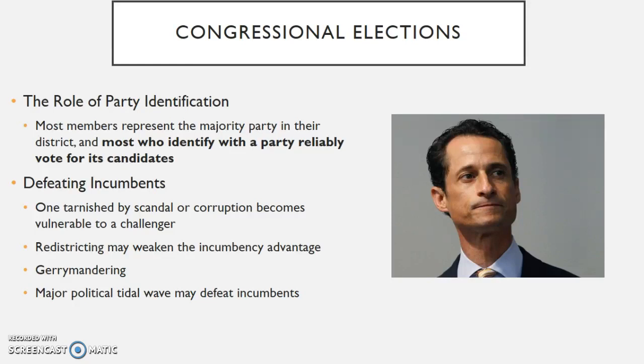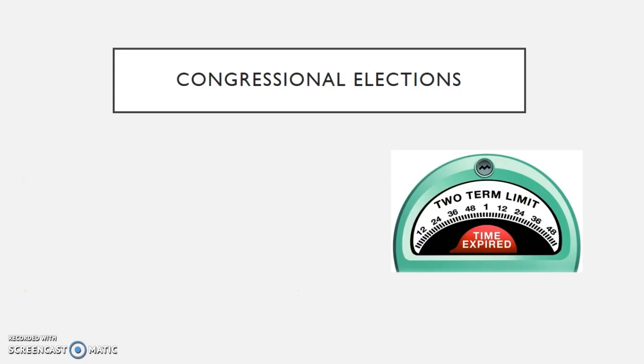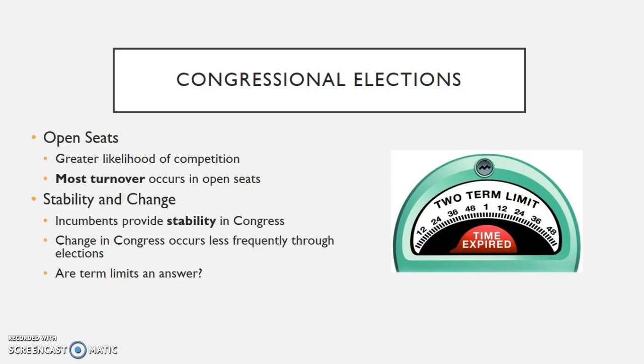Now, going back to party identification here at the top, most members represent the majority party in their district, and most who identify with the party reliably are going to vote for its candidates. That's a very important point to certainly know for the AP exam. Okay, and our final slide here, open seats. That certainly is going to draw more competitors as there is no incumbent. That's when a congressperson or senator is going to resign or retire, and ultimately you tend to see more turnover when it does come to open seats.